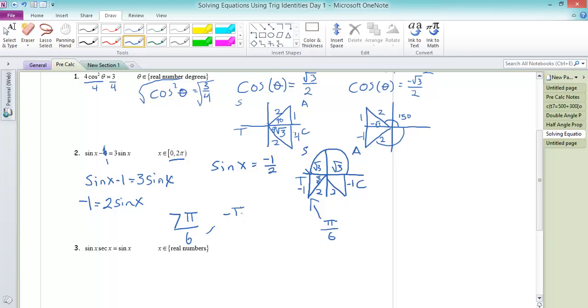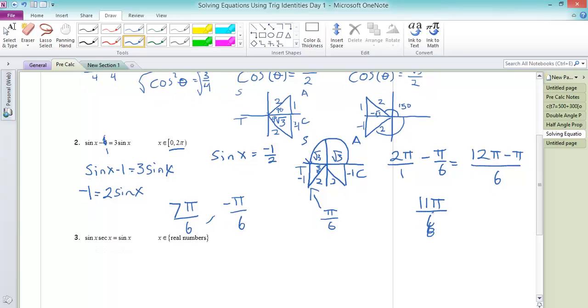Now, negative pi over 6 is not in our interval, so we're going to convert negative pi over 6 into 2 pi minus pi over 6. It's 2 pi over 1, and subtracting fractions, it'll be 12 pi minus pi all over 6, or 11 pi over 6. So my two solutions are 7 pi over 6 and 11 pi over 6. And those are the only two angles that'll give me a sine of negative 1/2 between 0 and 2 pi.